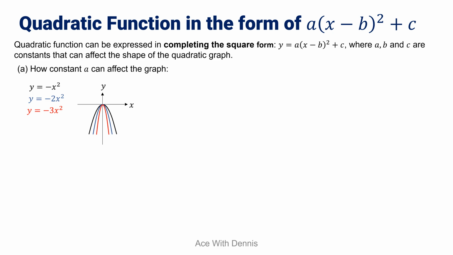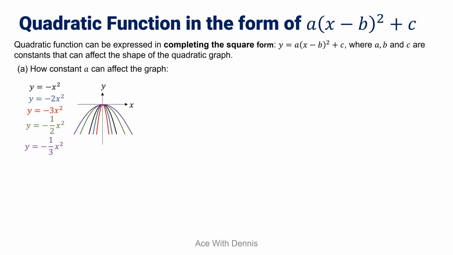Next, what about if I decrease the absolute value of a? For example, y equals negative half x squared. So this will be how it looks when y equals negative half x squared. What about y equals negative 1/3 x squared? This is how it looks when y equals negative 1/3 x squared.